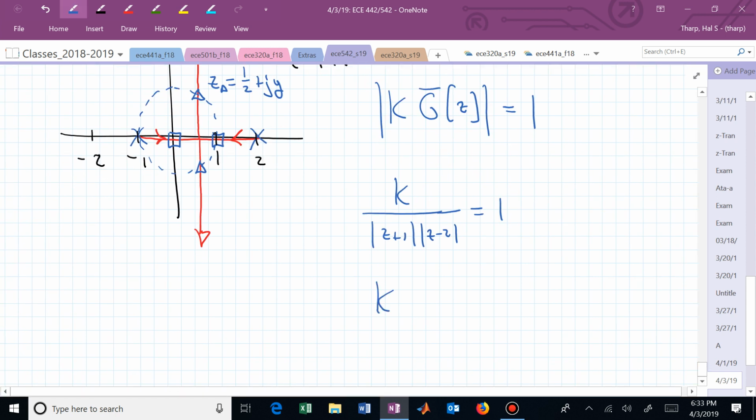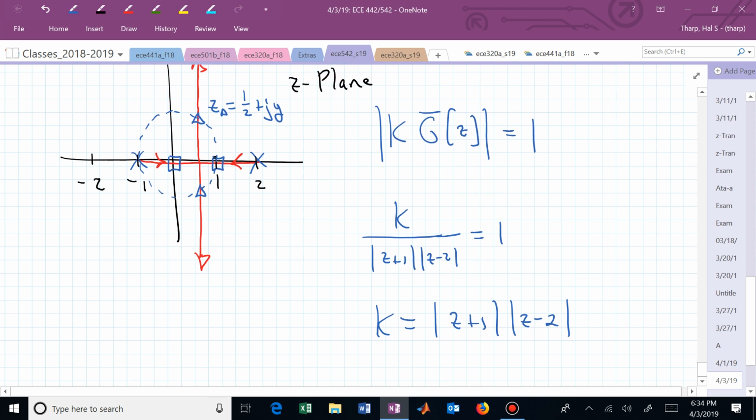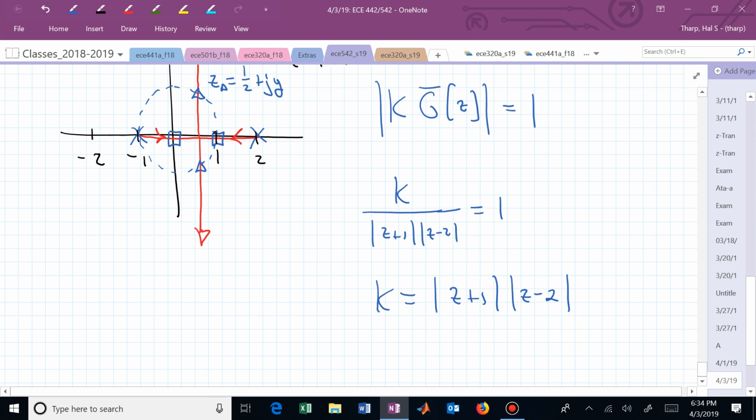And I now can say, oh, K is equal to the magnitude of z plus 1 times z minus 2. And if I plug in a particular value of z, I can figure out what the K is to get me to that particular point. If I now want to know what's the K to get me to the square, what value of z would you use?